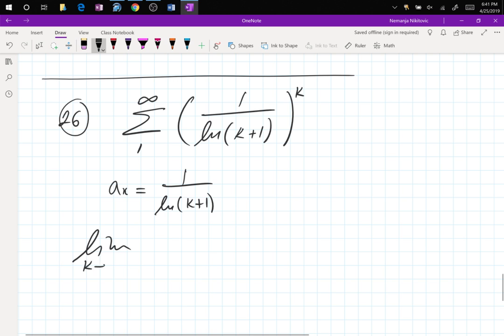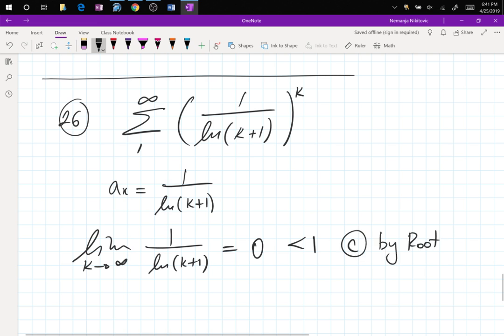So limit k goes to infinity, 1/ln k plus 1 is equal to 0. Good. Less than 1. So converges by root test. Excellent. Bye.